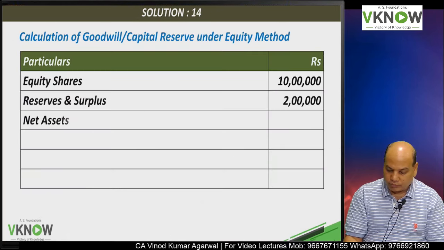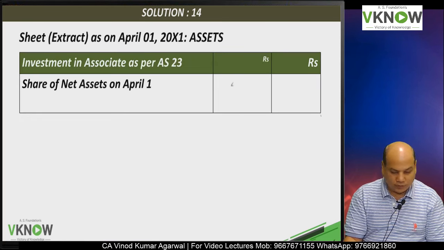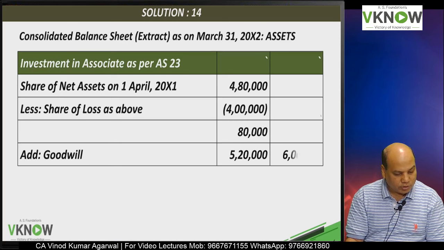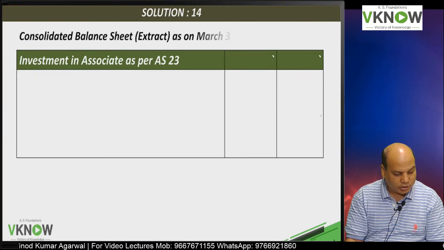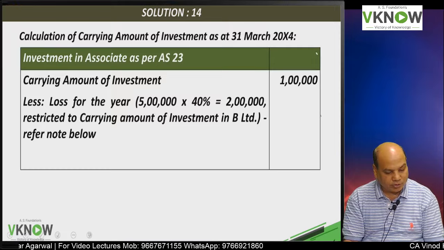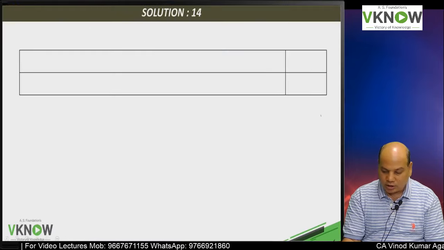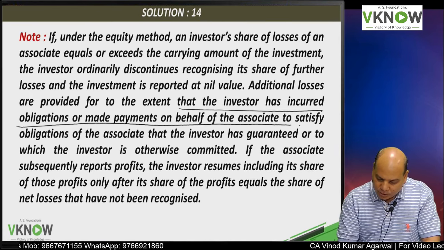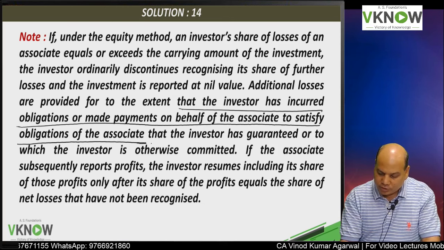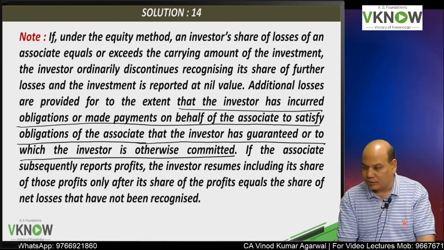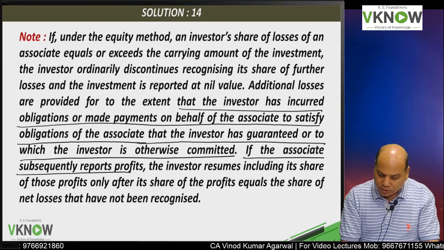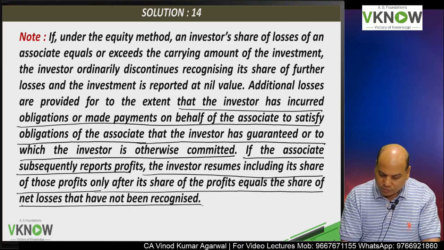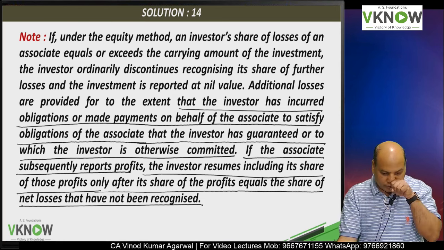I will read the note from your book. The note says, if under the equity method, investor share of loss equals or exceeds the carrying amount of the investment, the investor ordinarily discontinues recognizing its share of further losses and the investment is reported at nil value. Additional losses are provided to the extent the investor has incurred obligation or made payment on behalf of associate to satisfy obligation of the associate that the investor has guaranteed or to which the investor is otherwise committed. If the associate subsequently reports profit, the investor resumes including its share of profit only after the share of profit equal the share of loss that have not been recognized. So this note we have done for the third or the fourth time.